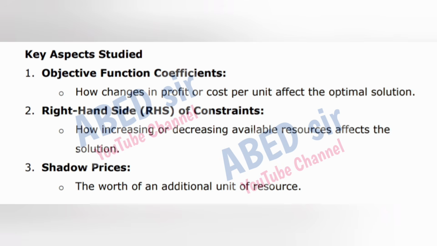Key aspects studied. 1. Objective function coefficients: how changes in profit or cost per unit affect the optimal solution. 2. Right-hand side, RHS, of constraints: how increasing or decreasing available resources affects the solution. 3. Shadow prices: the worth of an additional unit of resource.